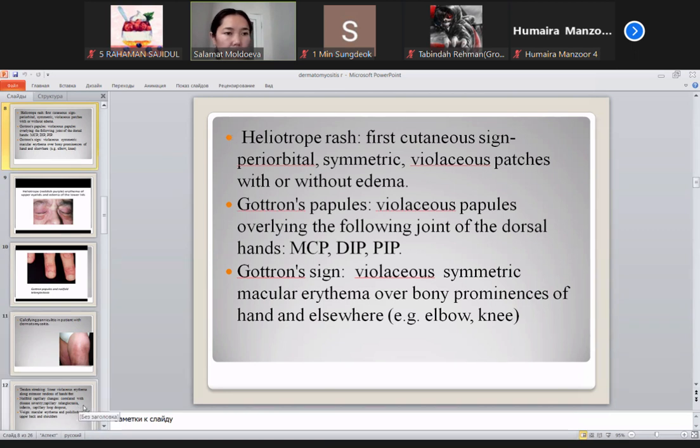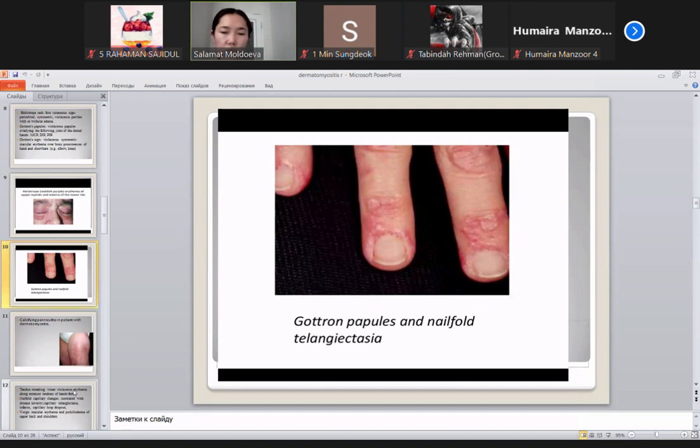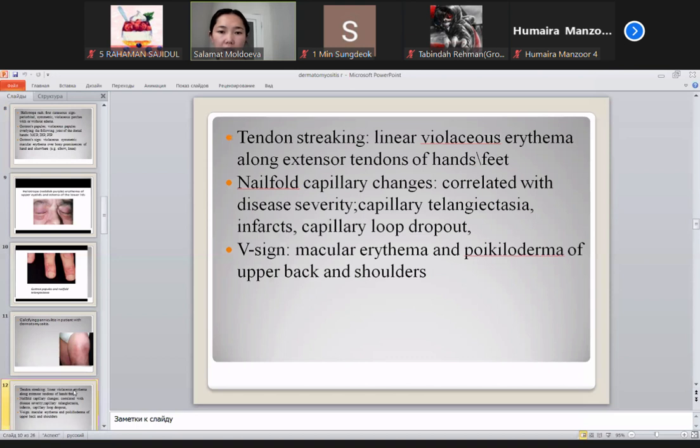Okay, next there will be tendon streaking. There will be linear erythema along the extensor tendons of the hands and feet. Next change, nail fold changes. Already I showed this picture. There might be capillary telangiectasia in parts or capillary loop dropout.